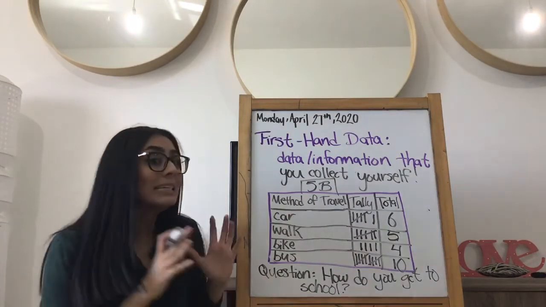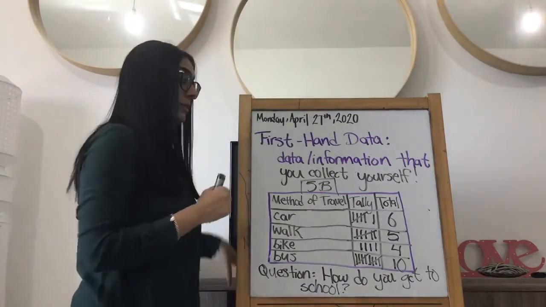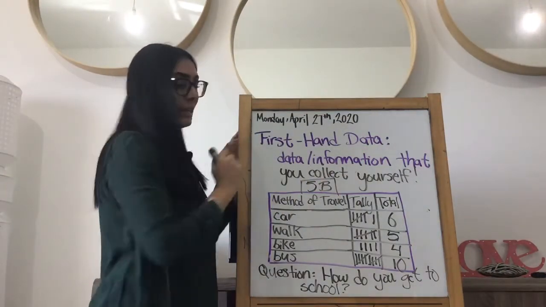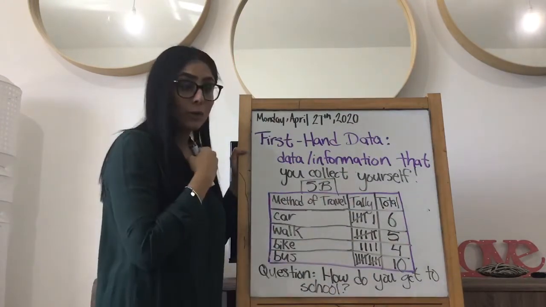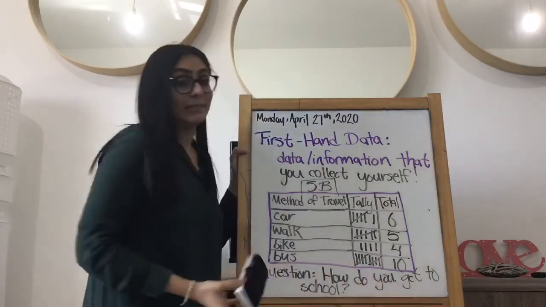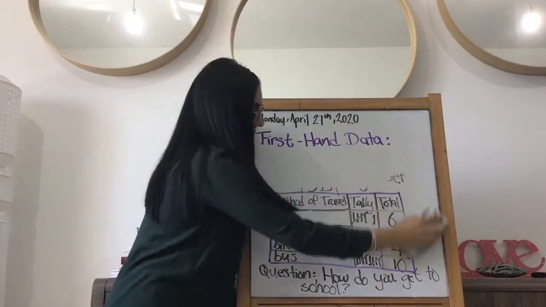Now, the only difference between first-hand and second-hand, so I'm going to pause this, so please pause this if you need to. I'm going to erase this and move on to second-hand, because that's it. First-hand is basically you collecting information on your own. The second way is literally second-hand data. So, let's erase this.